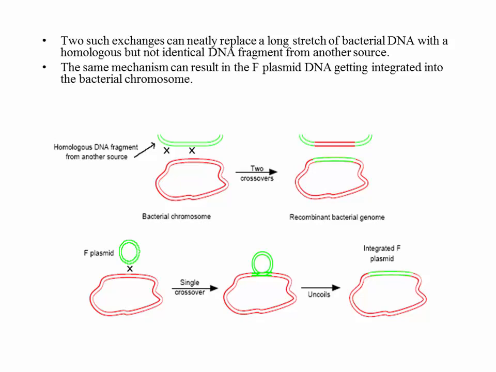And the same mechanism, I mentioned the fertility plasmid, the F plasmid, could result in the F plasmid getting integrated into the bacterial chromosome. So here you have the bacterial chromosome, you have the fertility plasmid. You have a break here, and this side is linked with this one. The stuff on the left is linked with the other side of this circle. Then you uncoil that, now you got an integrated plasmid. So from a single crossover, you could integrate the fertility plasmid into the bacterial chromosome.